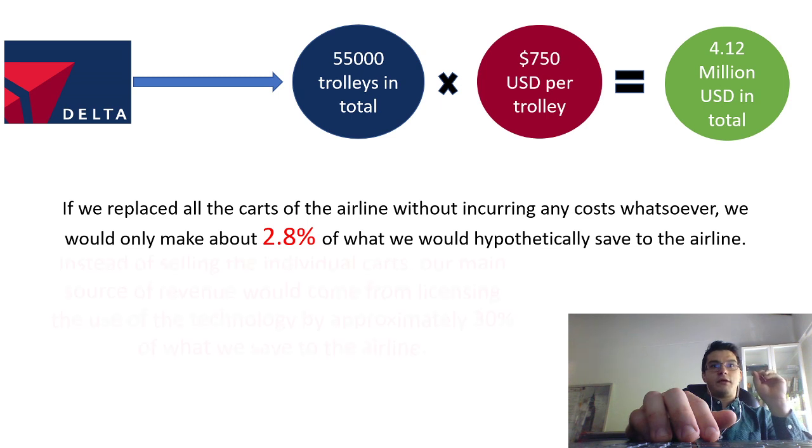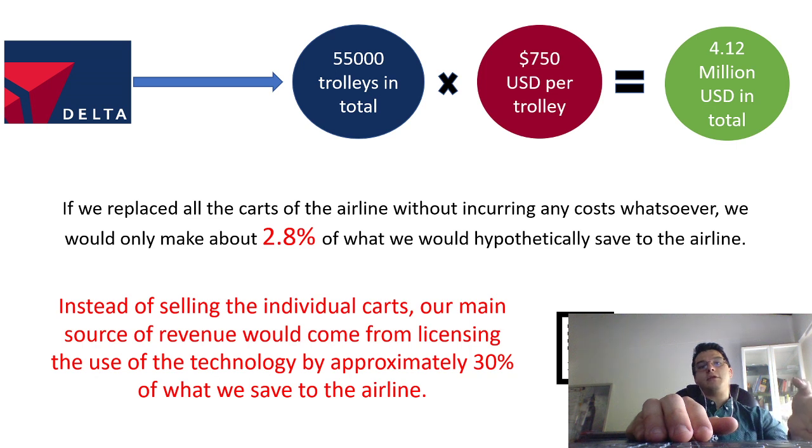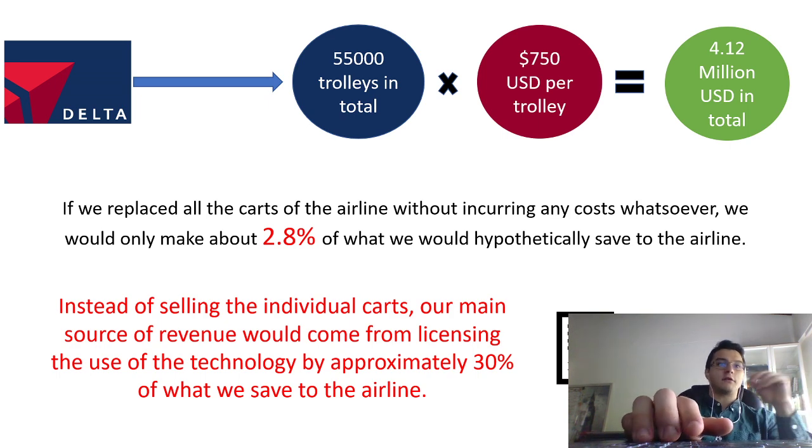So basically, if we replace all the carts of the airline without incurring any cost, we would only make 2.8% of what we would hypothetically save the airline if it were to sell at the same price. So initially, what we thought was we could just license our technology and make about 30% of what we would save the airline. So if we would save them $150 million a year, we would get a third of that, approximately $47 million a year, just by licensing our carts.